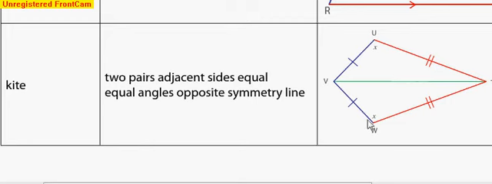The opposite angles on opposite sides of the line of symmetry are also the same, so angle U and angle W are of the same size.